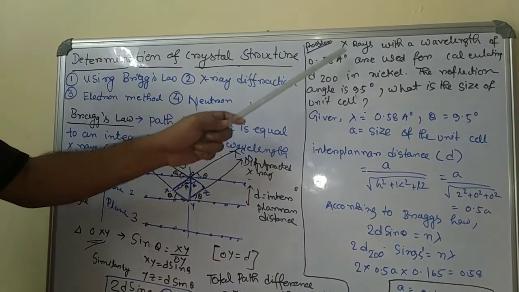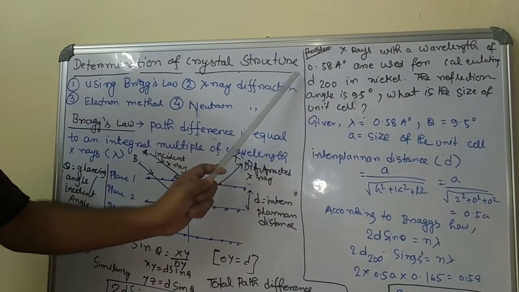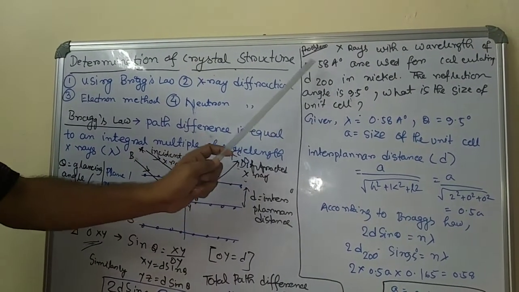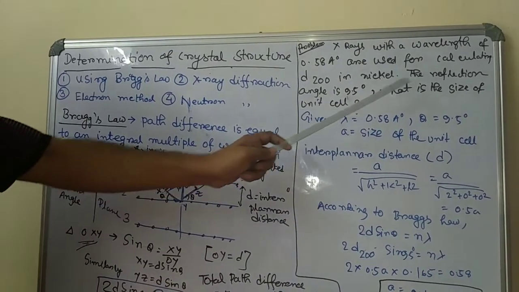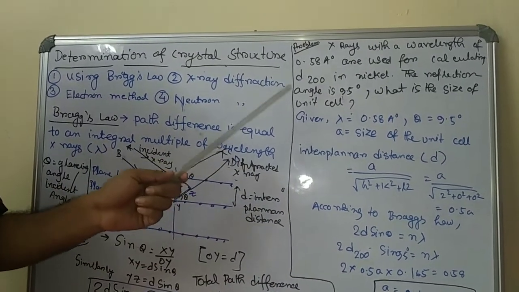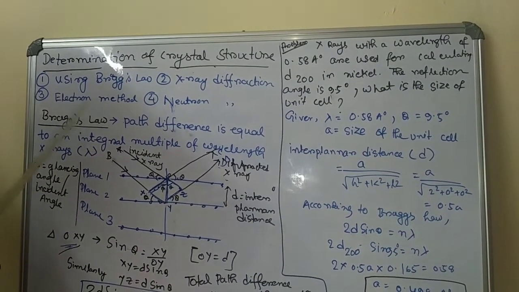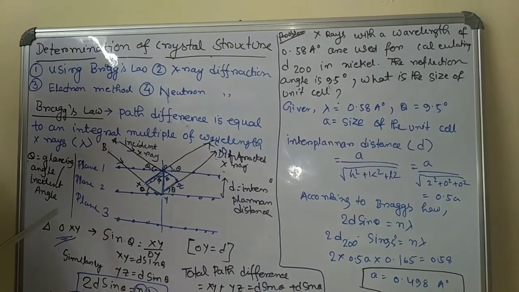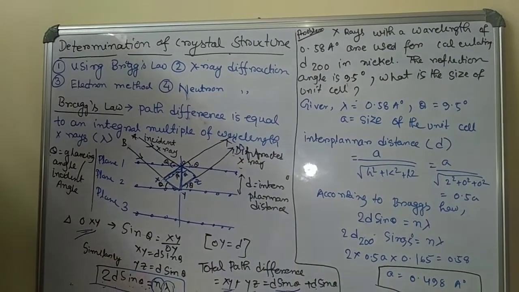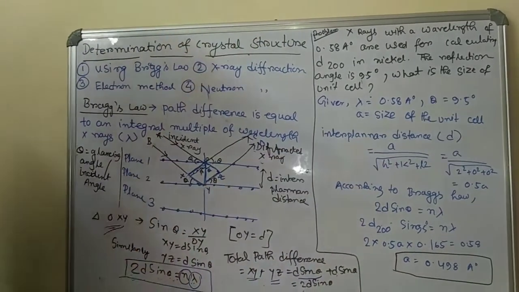Now, the wavelength of the X-ray is given, that is 0.58 angstrom, and you have to calculate the interplanar distance d200. The reflection angle, that means theta, is given as 9.5 degrees. Now you have to calculate the size of the unit cell. In any type of crystal structure, the size of the unit cell is determined by small a. So lambda is 0.58 angstrom and theta is 9.5 degrees.